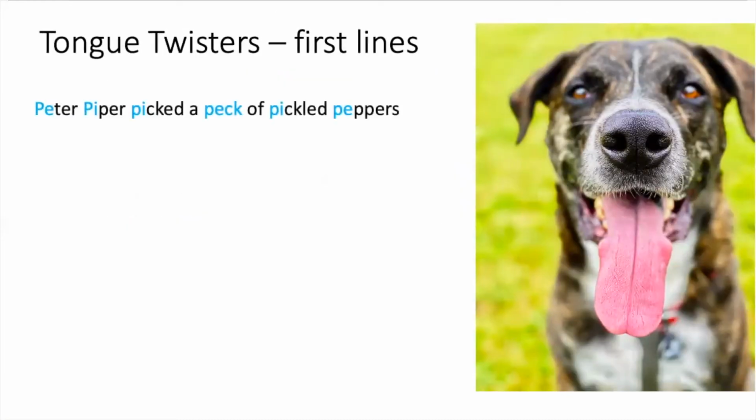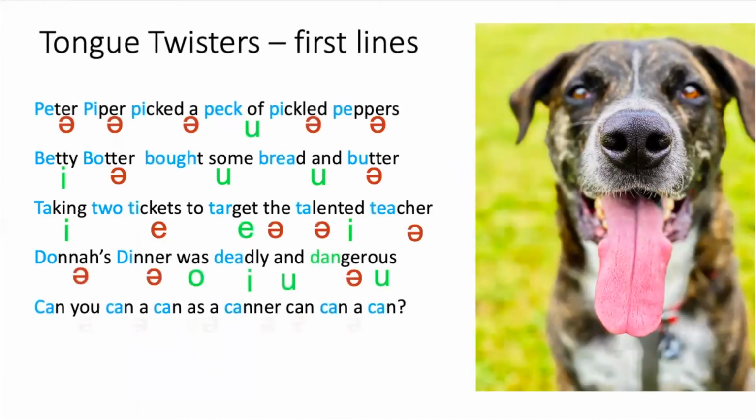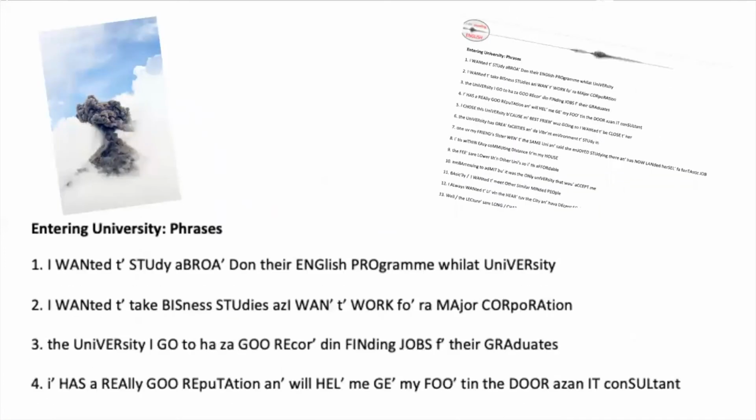But tongue twisters are really good for this as well. I won't have time to go through them, but I've got worksheets on that. Surprise, surprise. Okay. But it really does help. So here, for example, with the worksheets, I try to get them to find the build-up pressure points. So for example, I wanted to study abroad on their English program while at university. And so they work on that side. The videos will help them on that.